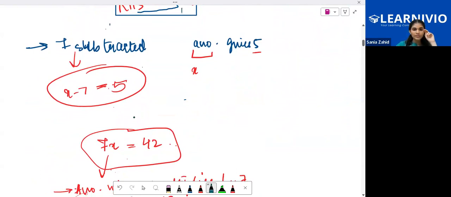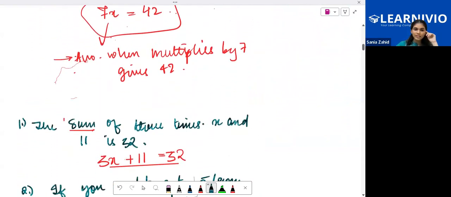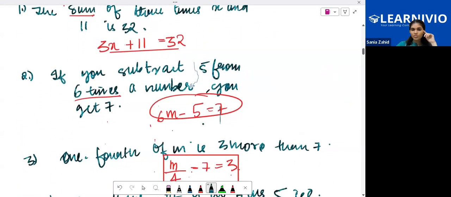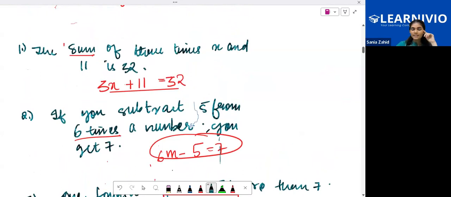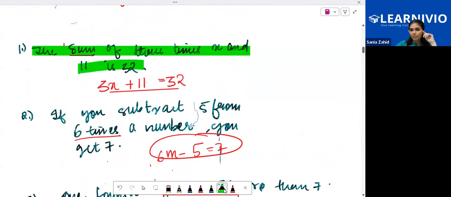Then we studied forming equations from statements and forming statements from equations. So, for example, I say a sum of 3 times a number x and 11 is 32. How will you form the equation? Just read the statement carefully. The sum of 3 times x. So, what is 3 times x?